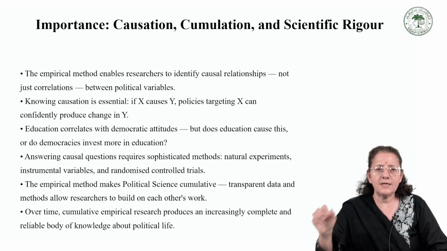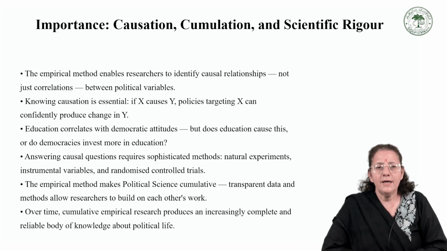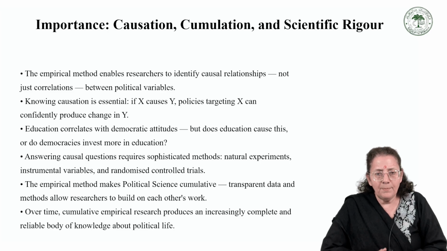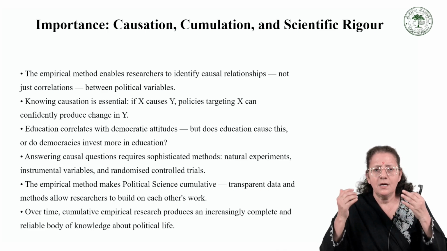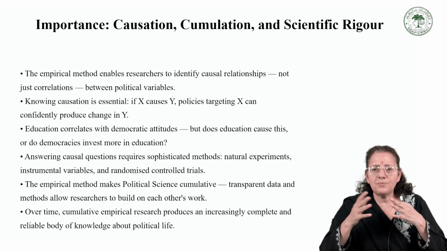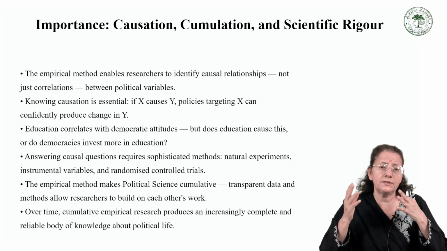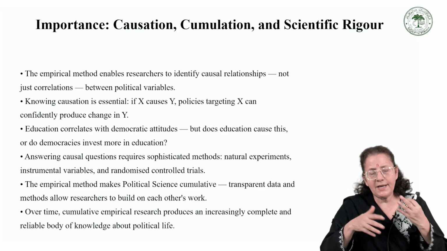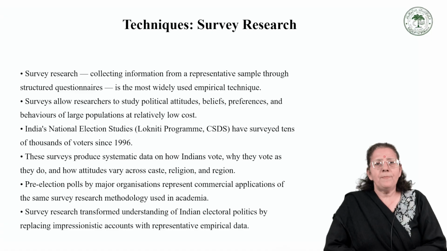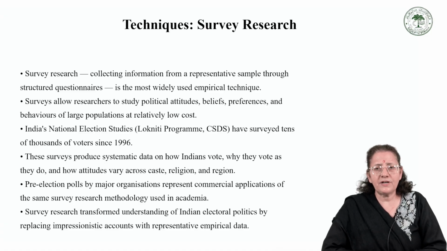The fourth reason is that the empirical method makes political science cumulative. It allows researchers to build on each other's work and gradually develop a more complete and reliable understanding of political phenomena. Because empirical findings are expressed in precise, testable terms and backed by transparent data and methods, other researchers can replicate and extend them. The empirical method employs a variety of specific techniques.